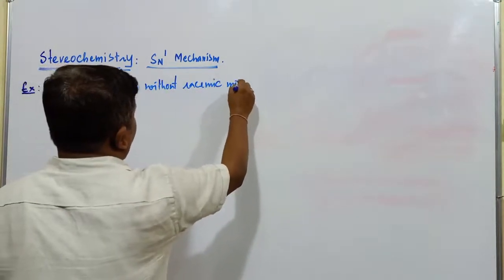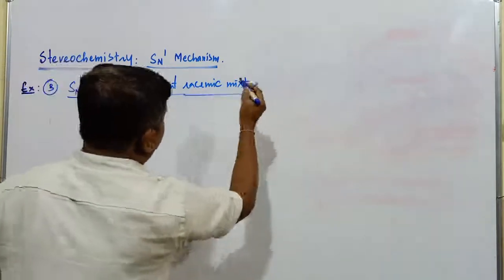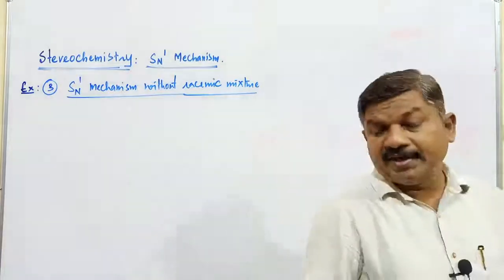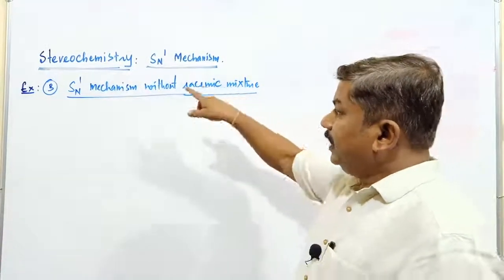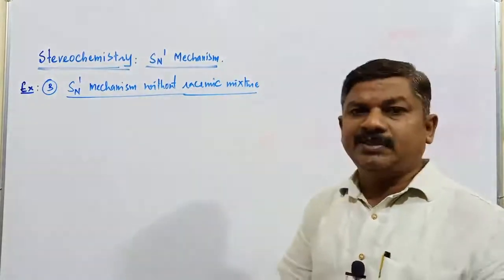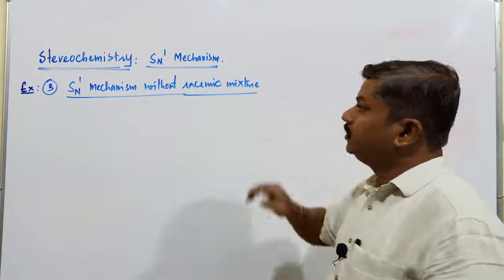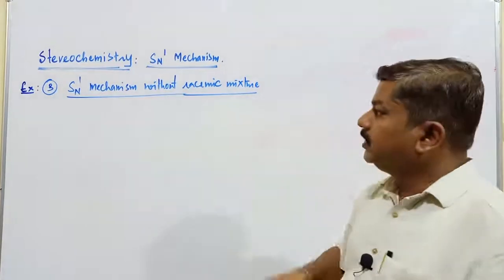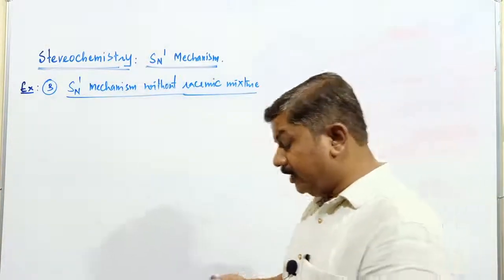Without racemic mixture. What's the meaning of this? In the beginning of today's class, I mentioned that formation of a racemic mixture takes place, but it is not a compulsory condition in case of the SN1 mechanism to form the racemic mixture. Usually it takes place, but there are some examples where there is no formation of a racemic mixture. Now we have to deal with that particular kind of example. SN1 mechanism takes place but without a racemic mixture.